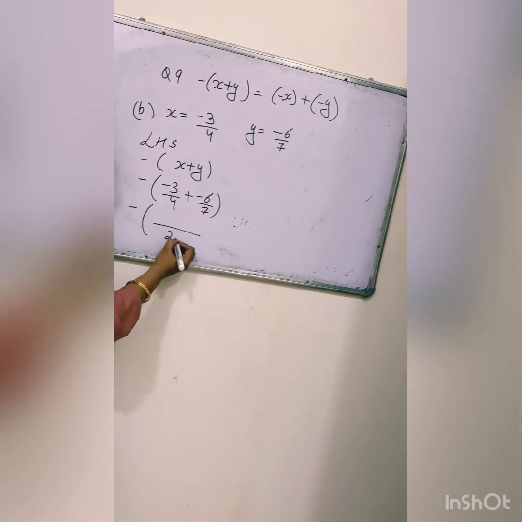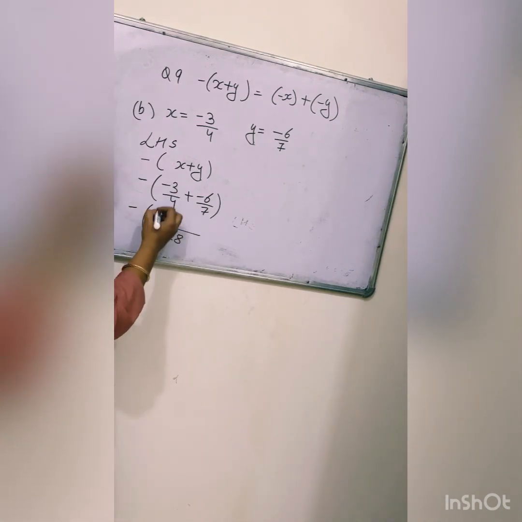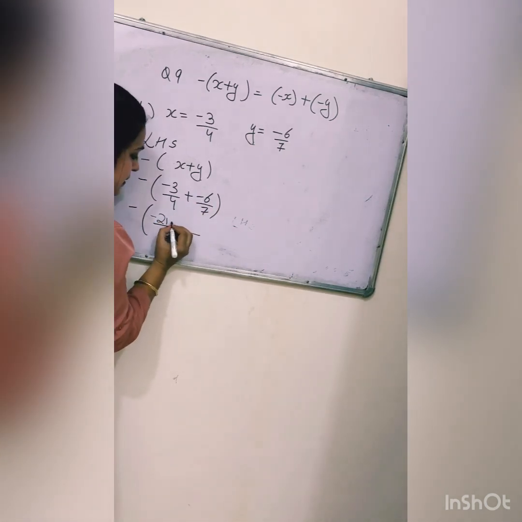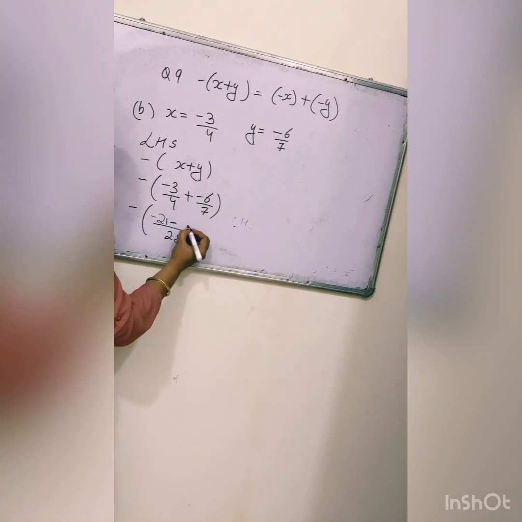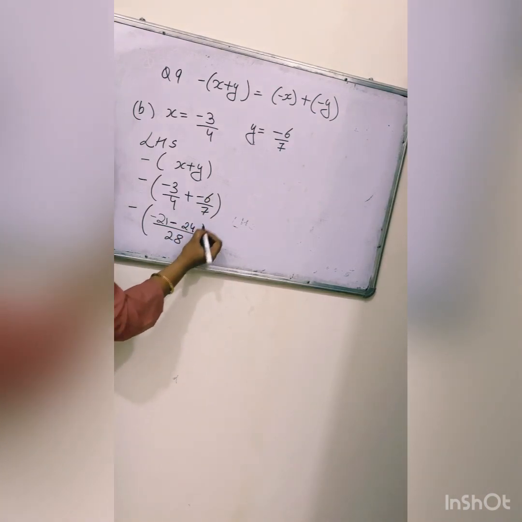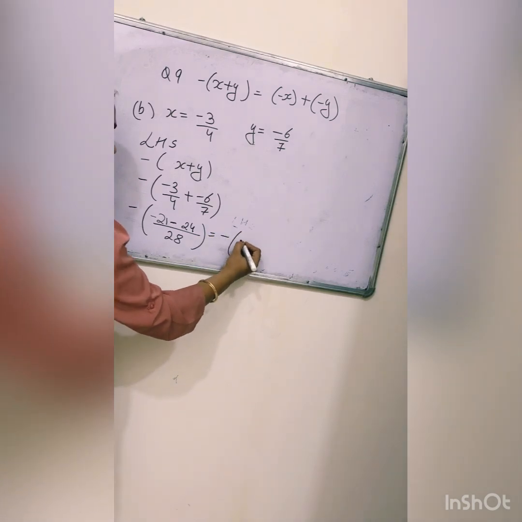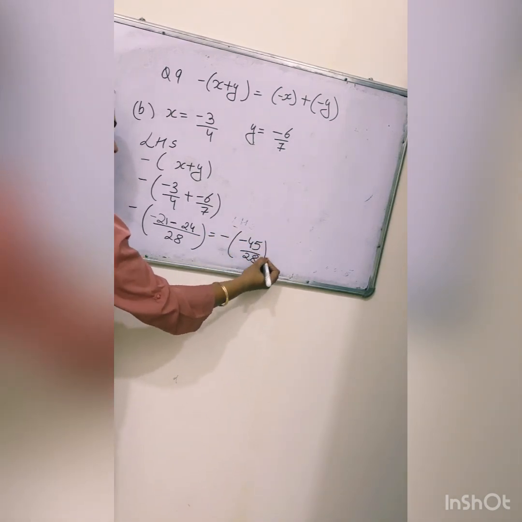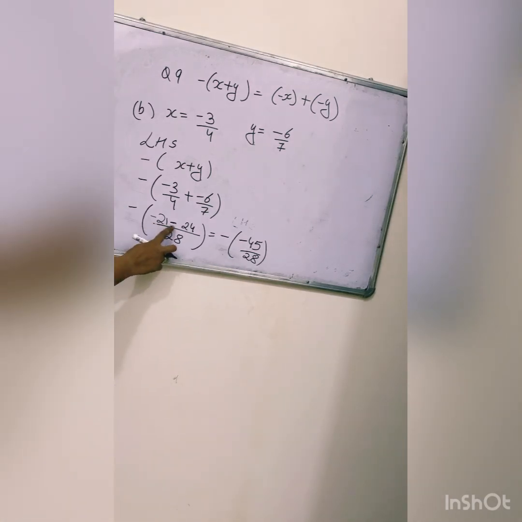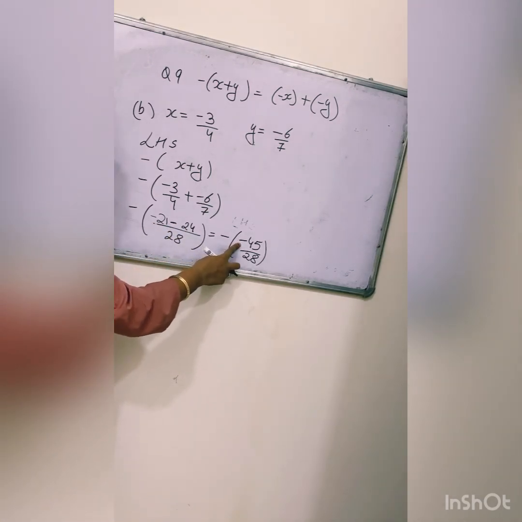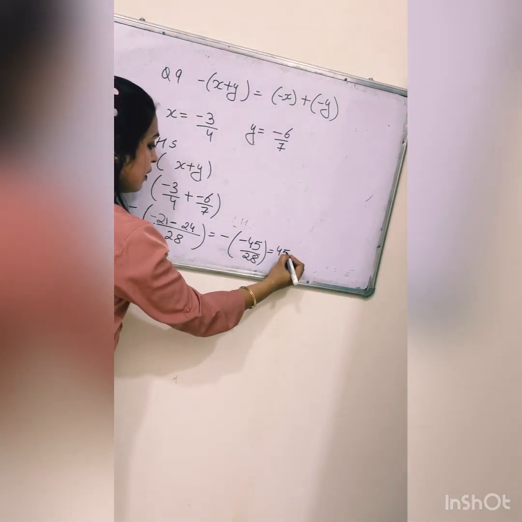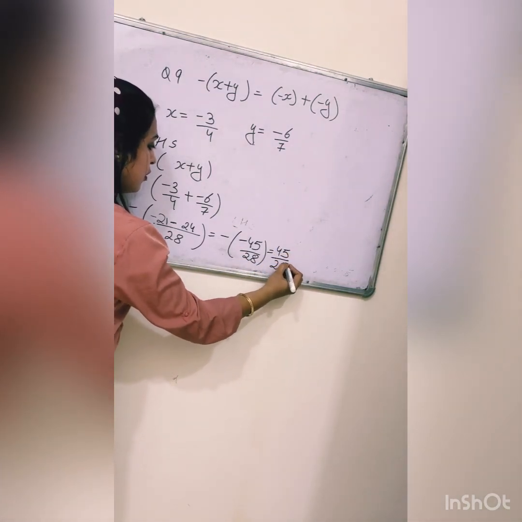We are going to solve it. LCM will be 28, 4 7s are 28, 7 3s are 21. Again, plus minus is minus, 7 4s are 28, 6 4s are 24. So you'll have this equal to minus 45 by 28. Minus minus is plus, so minus of minus 45 by 28. Again, minus minus is plus, so this will be 45 upon 28.